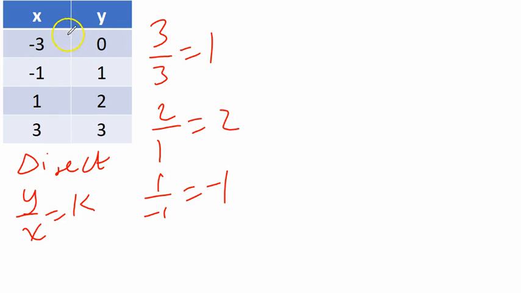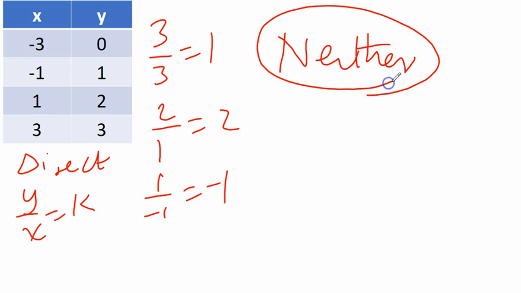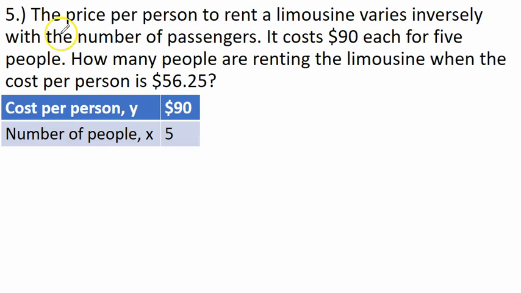And even looking at the table, you will remember that direct variation passes through 0, 0. So if y is 0, x must be 0. So the fact that this only tells you it is not even direct. And it is not inverse either because they didn't go in different directions. So it is neither direct nor inverse.